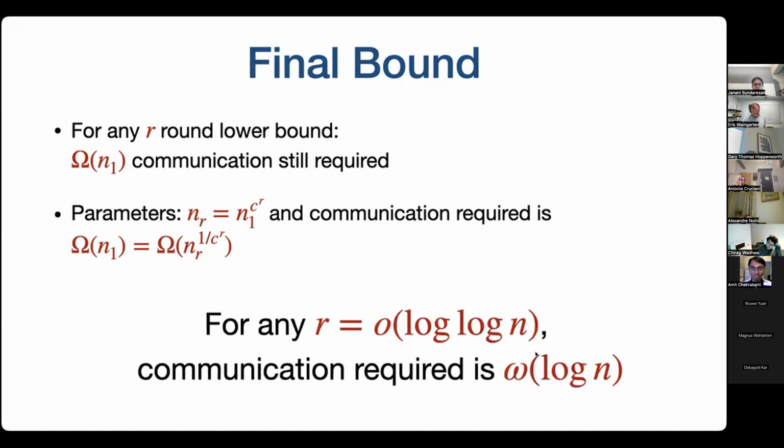So if r is super small and it's little o of log n, this term of nr to the 1 over c to the r is going to be little omega of log n. And this will be beyond the budget we have for CONGEST algorithms. So this is why r should be at least log n. And this is why we get the specific log n lower bound also.